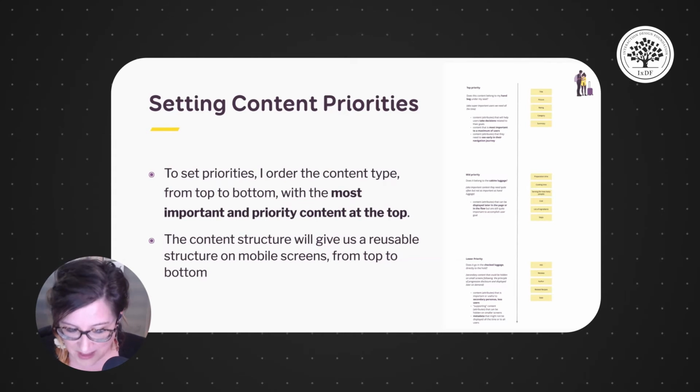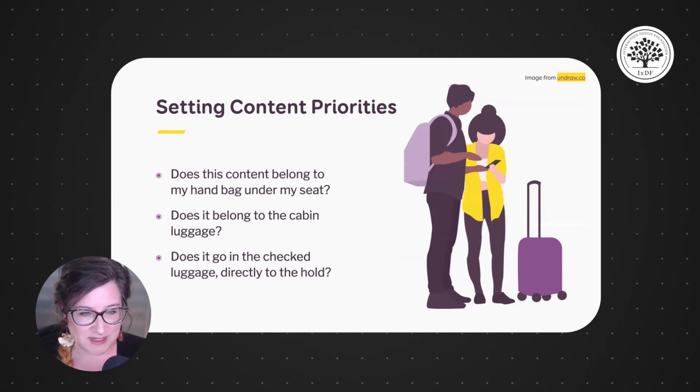So I propose 3 types of content categories, but again, you can adapt this. I'm using the metaphor of when you're taking the plane. When you're taking the plane, you have 3 types of luggage. You have the luggage that you put in your handbag. Your handbag is the most important things you are going to fly with. You can keep it during takeoff and when you arrive. And usually here you will put your phone, your boarding pass, your passport. So this is top priority content for you. You need it all the time.